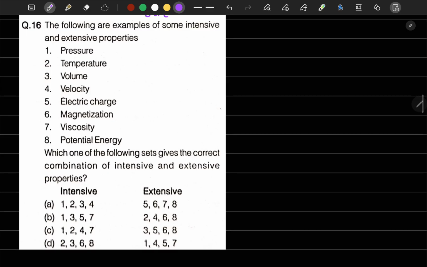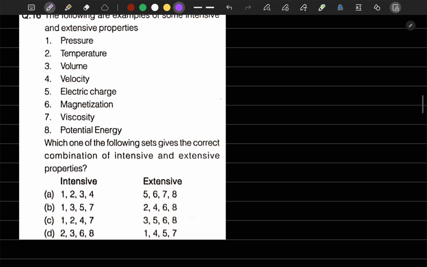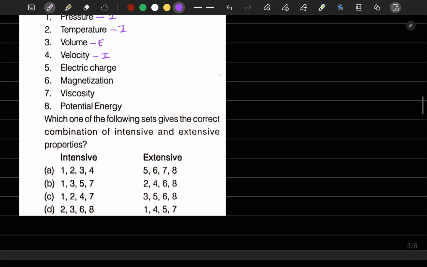The following are examples of some intensive and extensive properties. Pressure is intensive, temperature is intensive, volume is extensive. When we talk about velocity in any part of the system, velocity will remain the same, so it is also intensive. Electric charge is independent of the mass, so it is an extensive property. Similarly, potential energy is mgh, it is also an extensive property.